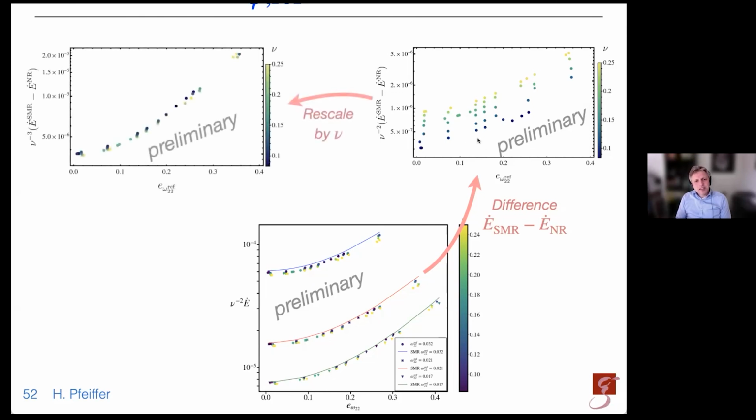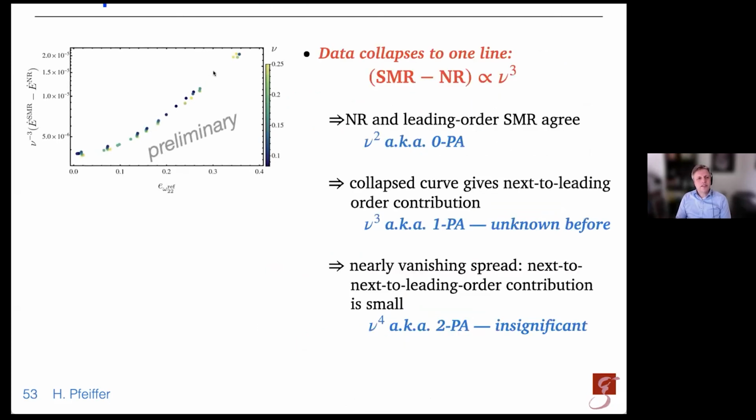We can rescale this one more time by the symmetric mass ratio. And what we find now is that all the data lies on a single curve. And I'm running through this very quickly, but this has a tremendous amount of profound consequences and insights.